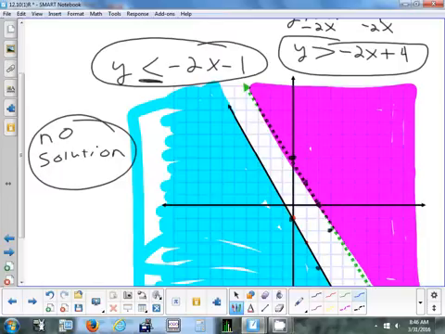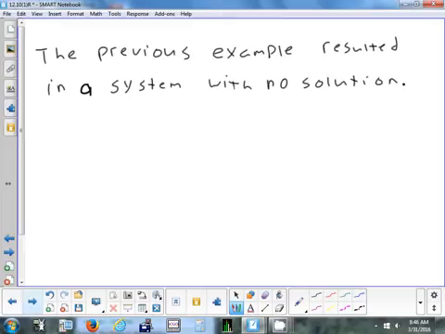No solution doesn't happen very often, if at all, on your test. The ones on the test, I think, are usually going to be either an X shape or a plus shape, and you're going to have overlap. Any questions on that? Right, so that example was a no solution.